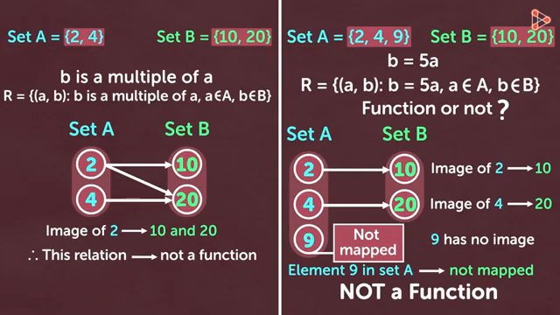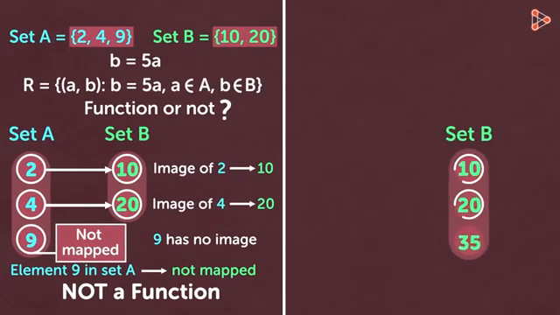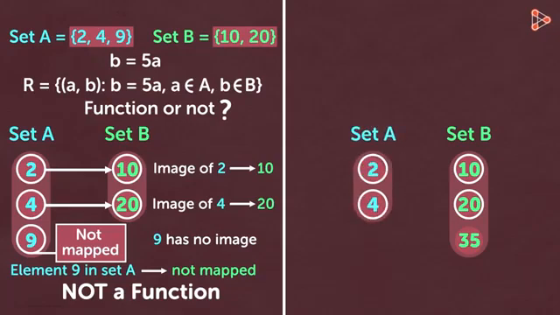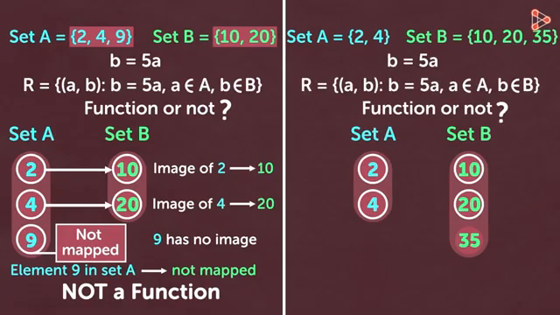Let's try out one last combination. Let us introduce element 35 to set B and remove element 9 from set A. So A has elements 2 and 4, set B has elements 10, 20 and 35. Is the relation b = 5a from set A to B a function? What does the arrow diagram tell us?